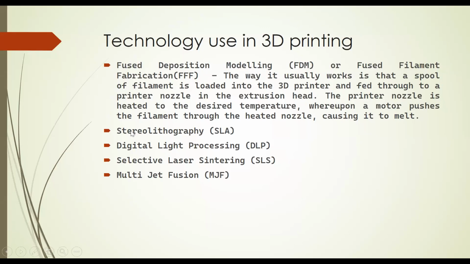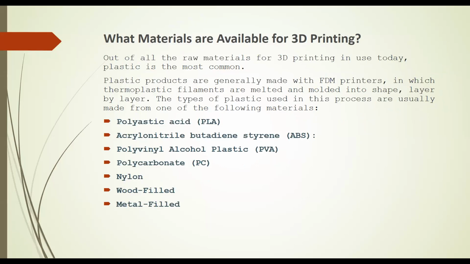Then there are some other technologies like SLA, DLP, SLS, and MJF. So these are some technologies used in 3D printers. Now, what materials are available for 3D printing? There are different types of materials based on which type of printing we are doing, like PLA, polylactic acid, ABS, then PVA, PC, nylon, wooden filament, metal filled. So these are the filaments which are used in 3D printers, right?